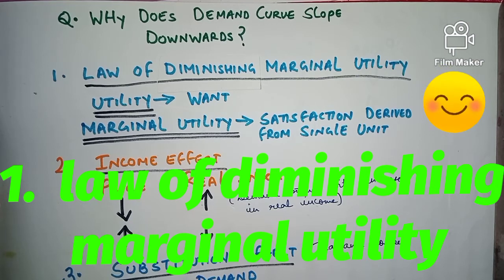A consumer gets maximum satisfaction when the price of a commodity is equal to its marginal utility. When the price of a commodity is equal to its marginal utility, then the consumer is most satisfied, at the maximum level. Okay? As more units are bought, their marginal utility diminishes. So consequently, a consumer will buy more and more units of a commodity only when he has to pay less and less price for each successive unit.